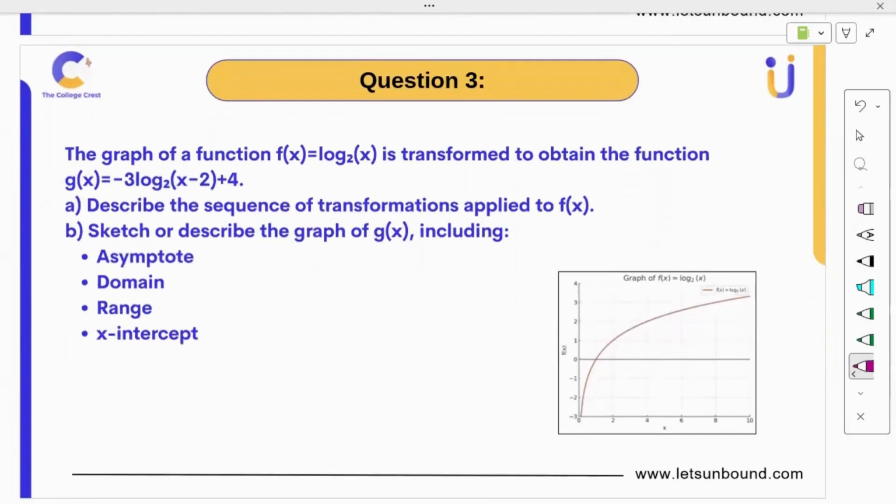Now, question number 3. The graph of the function is transformed to obtain the function g of x like this: negative 3 log 2, x minus 2, plus 4. Describe the sequence of transformations applied. Sketch or describe the graph of g of x including key features. So this is the original function log 2 x. We know it works on x greater than 0 only, and it goes from minus infinity to plus infinity. It crosses at 1, 0. Now let's take this and work on the transformations first, and then we will go to part B.